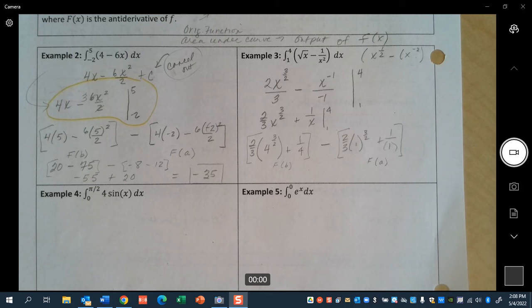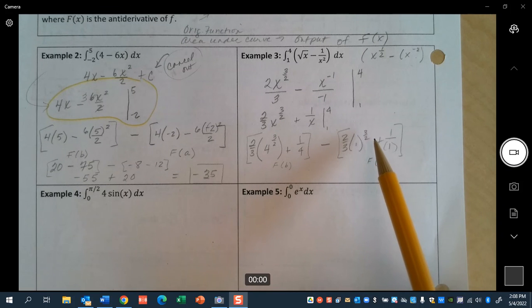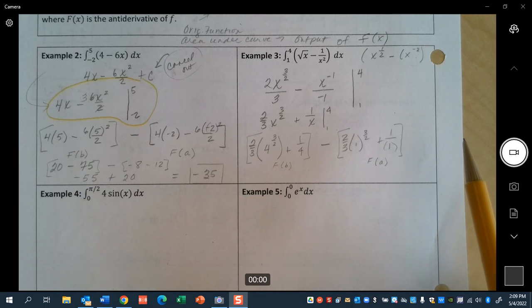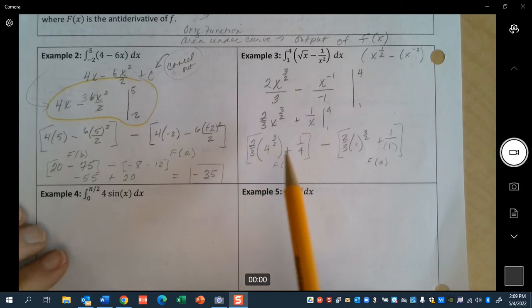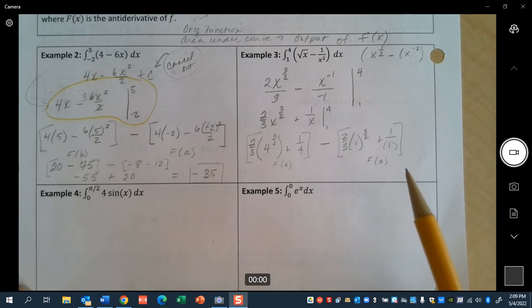Now I went ahead and painstakingly substituted all those x values in, but let's be honest. This is 2/3 plus 1, right? 1 to the 3/2 power is 1. 2/3 times 1 is 1, plus 1, right? You with me on that? Square root of 4 is 2. 2 cubed is 8. 4 to the 3/2 power sounds like 8 to me, right?